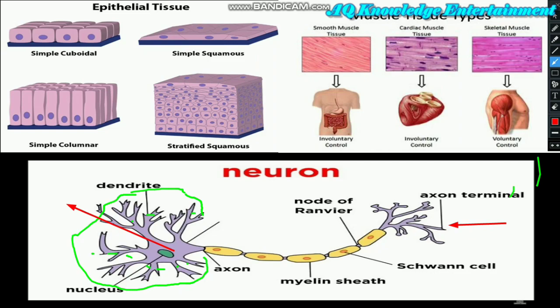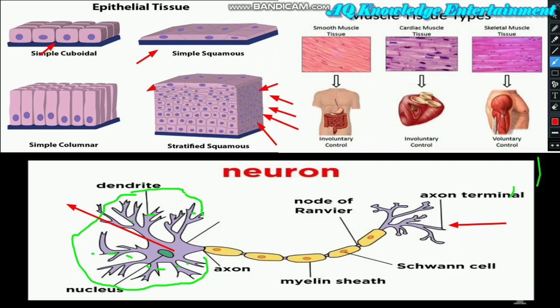Now you can see, before I told you about the cuboidal, you can see the diagram clearly right here. The cells are cube-shaped structures, so that's why they are called cuboidal. And simple squamous is a flat and thin layer, as you can see right here. And the stratified squamous epithelial tissue prevents the wear and tear of the skin. That is why you can see there are many layers in the stratified squamous epithelial.